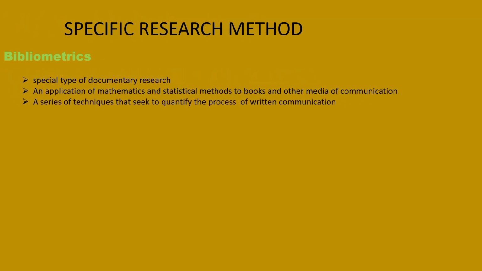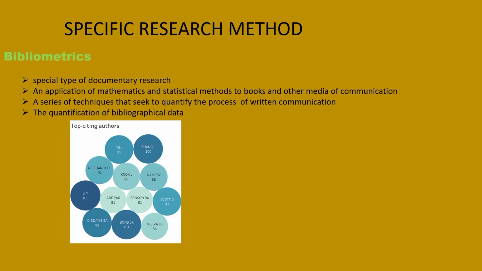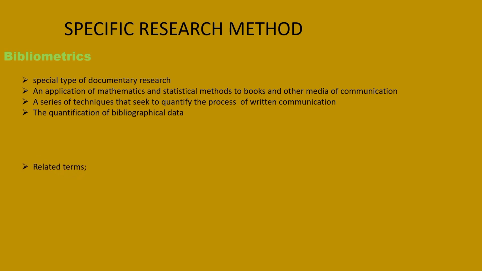Bibliometrics is a special type of documentary research or inquiry into the tools of library and information science. It has been defined as the application of mathematics and statistical methods to books and other media of communication. It also has been referred to as a series of techniques that seeks to quantify the process of written communication and as the quantification of bibliographical data. Related terms are scientometrics, informetrics, and librametrics.